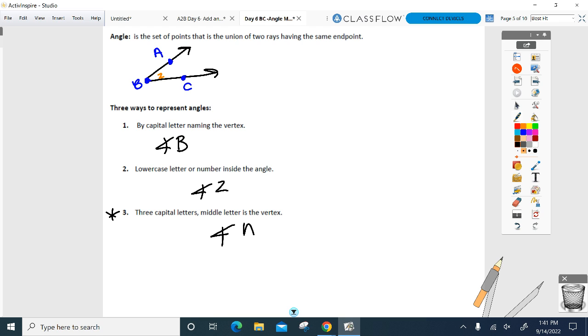ABC, yep. I could also name it CBA. That's fine. Why do I like this one over the other 2? Do not draw this.